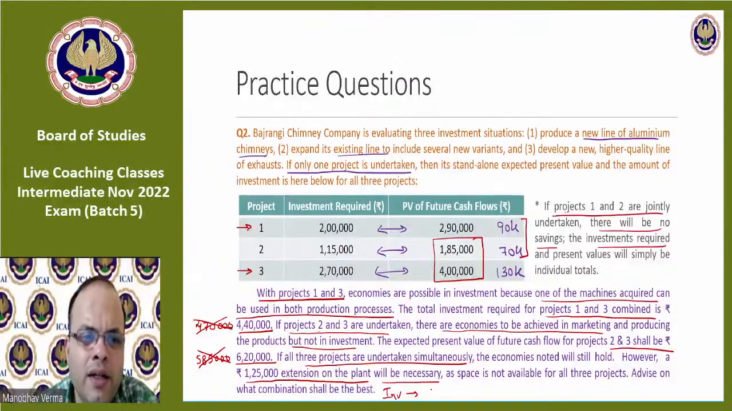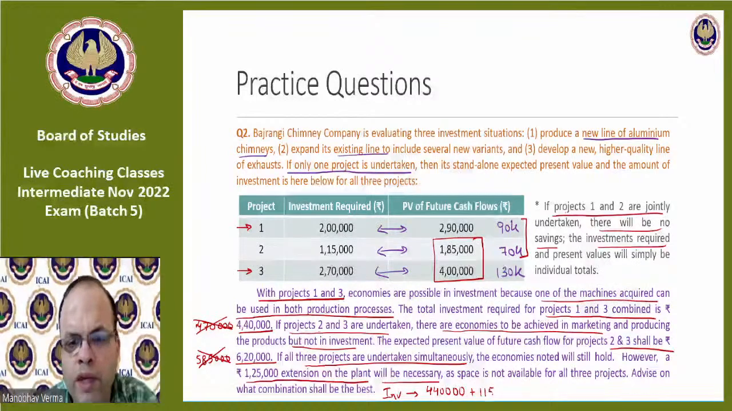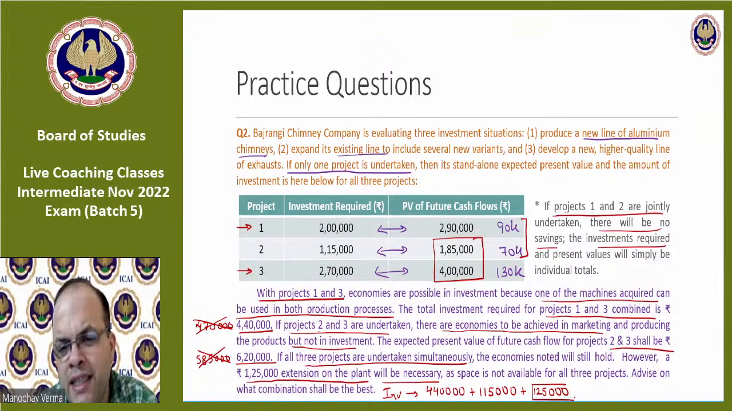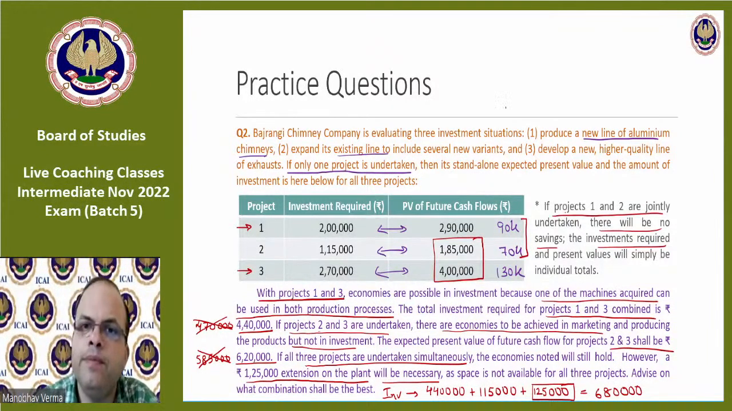1 and 3, 440. And for the project 2 is 1,15,000. And then there is an additional 1,25,000. So this 125 is additional. And hence, we are talking about total investment of 6,80,000. Am I correct? Everyone agreeing with me here? 680.